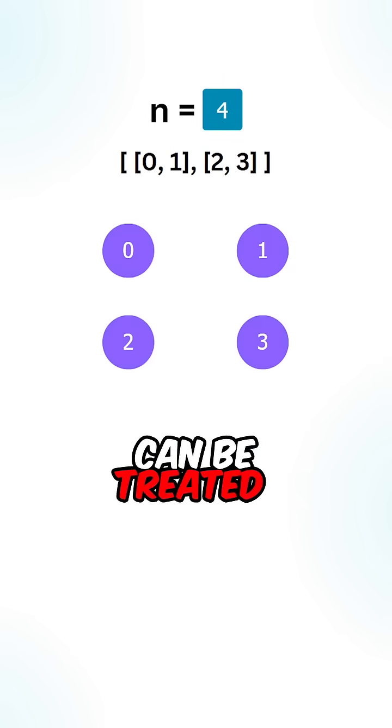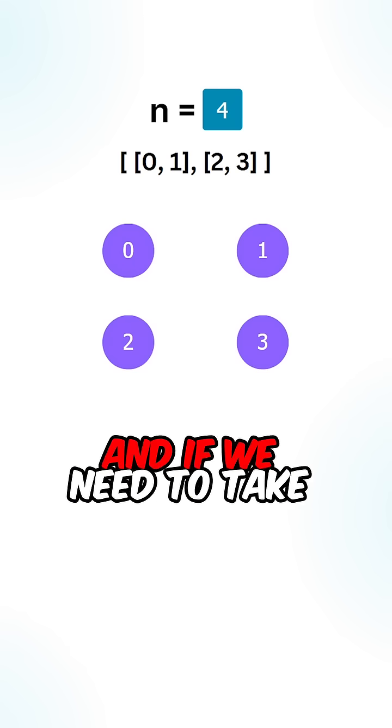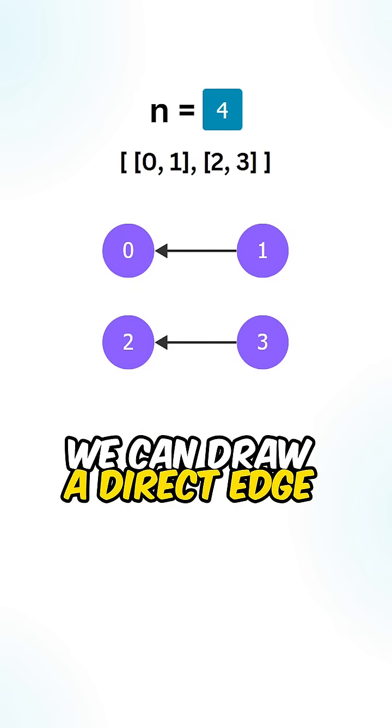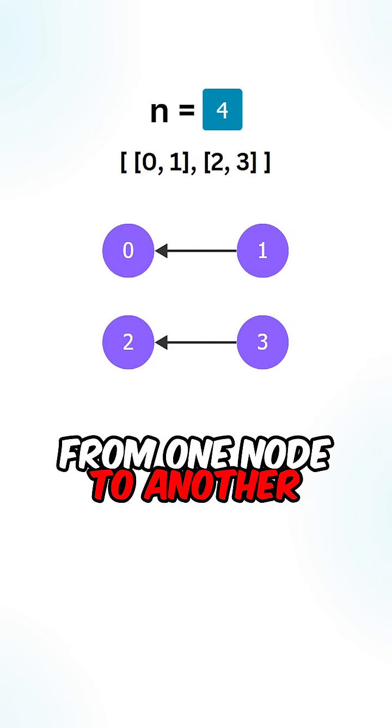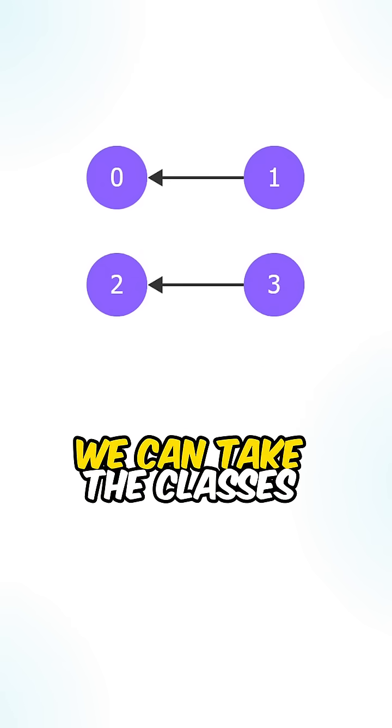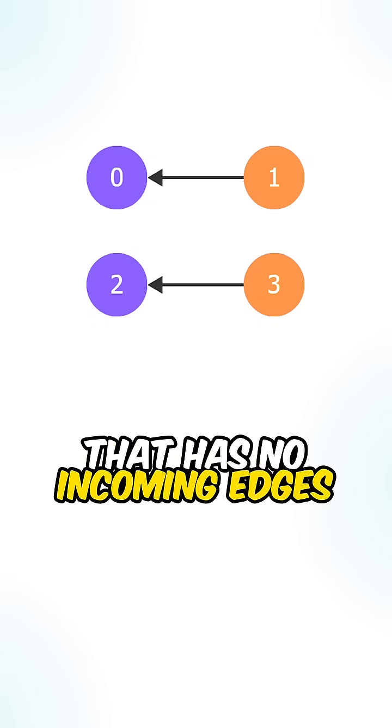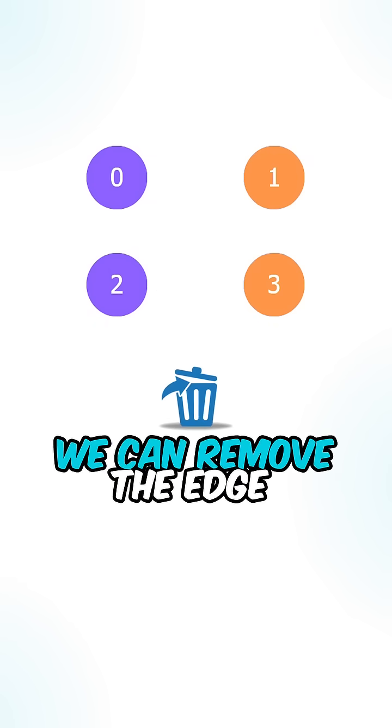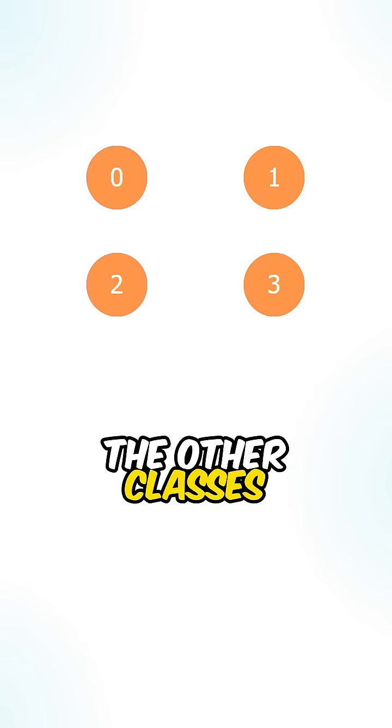Each of the classes can be treated as a node inside a graph, and if we need to take a class before another, we can draw a directed edge from one node to another. Now, which classes can we take first? We can take the classes that have no incoming edges, then after we take these classes, we can remove the edge to allow us to take the other classes.